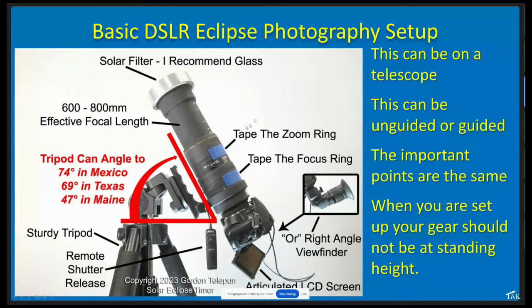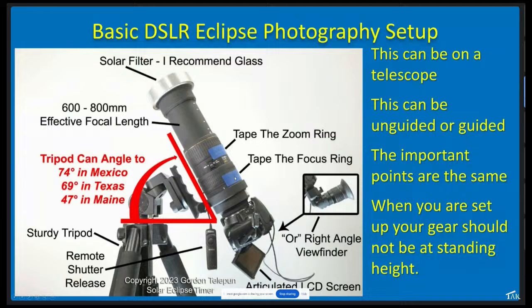You're going to tape down your zoom to the zoom that you want to use for the eclipse to get to this effective focal length. And you're going to tape down your focus once you focus on the full disc, but you might refocus in between during the eclipse and you will tape it down again.